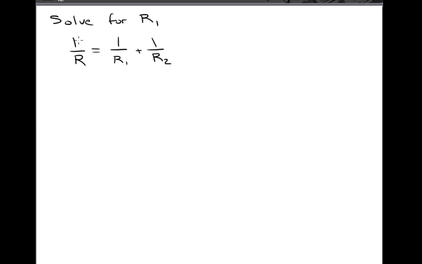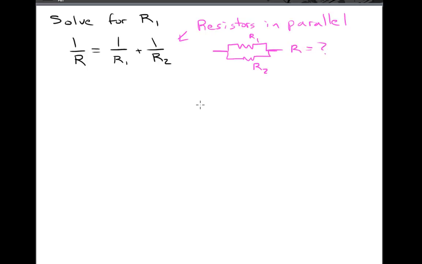Let's take a look and let's solve for R1. I had no idea what that last equation is, but I can tell you this right here is resistors in parallel. So we've got a current coming into these two resistors, and we're going to try and find the resistance across all of them. We're going to solve for R1.